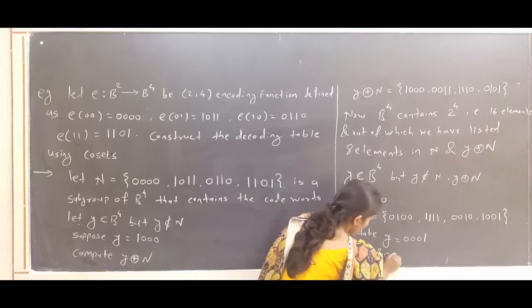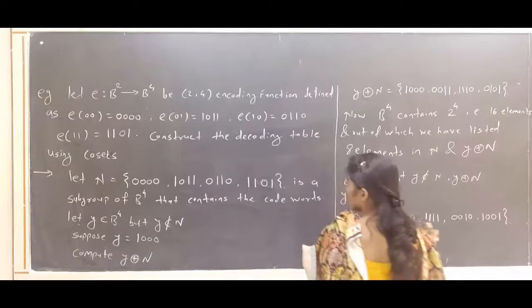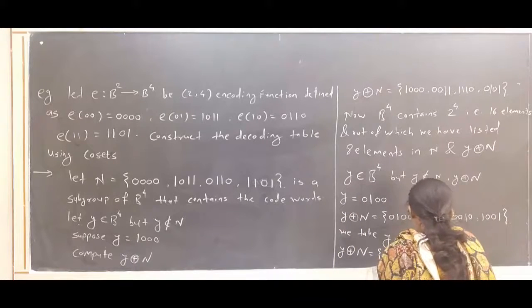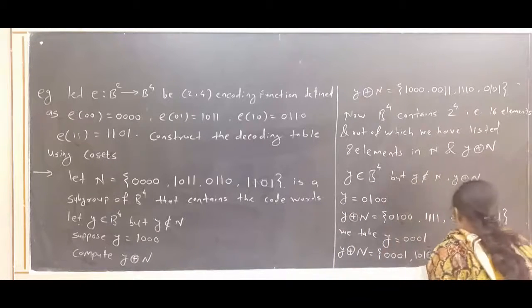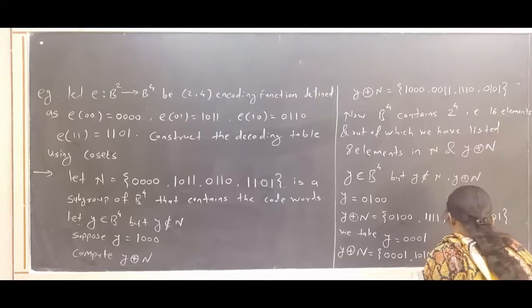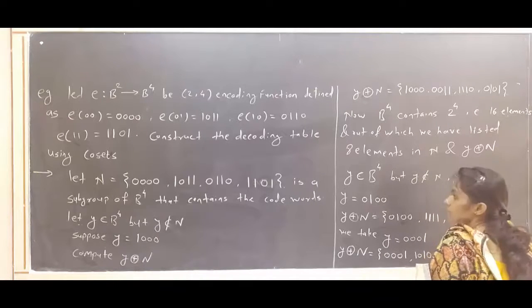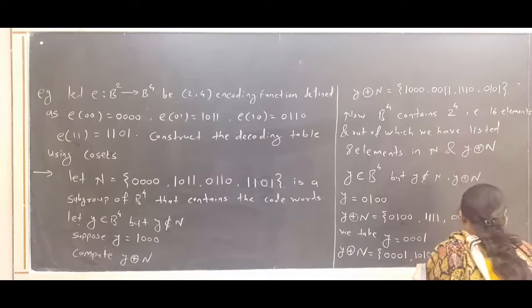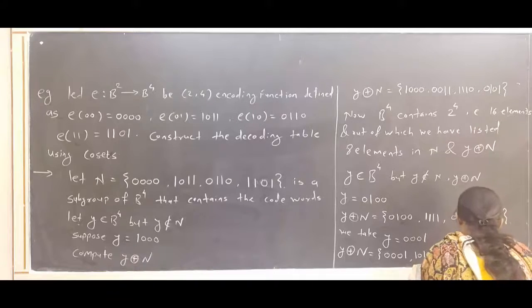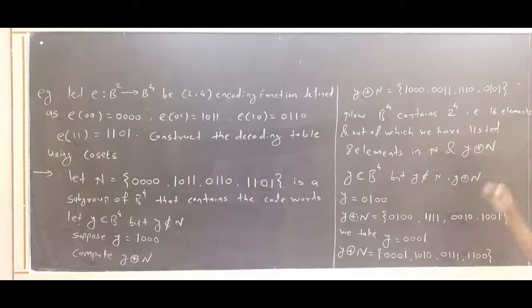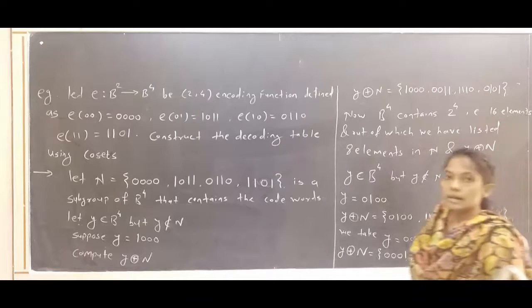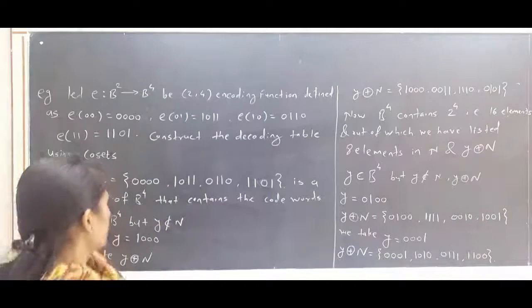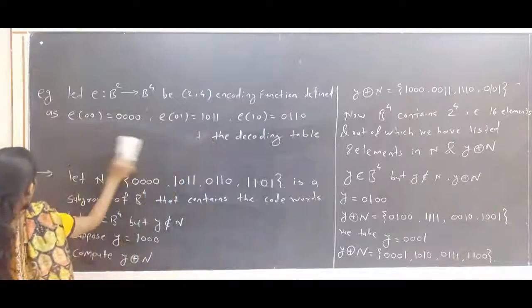So we get first 0001, next 1010, next 0111, and last one 1100. Now we get these 4 cosets. Okay, so we construct a table.